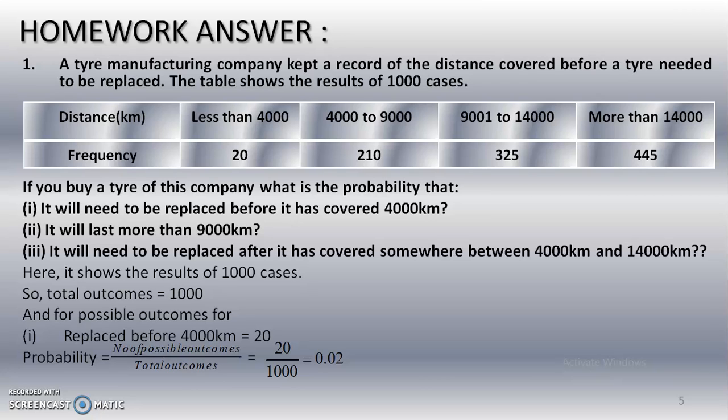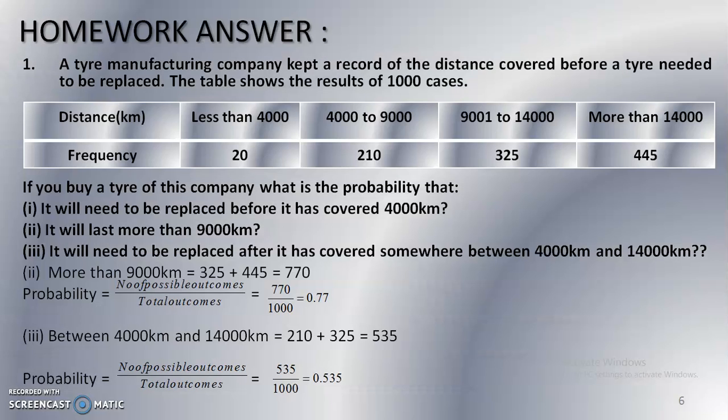Got it? So the answer is, here it shows the results of 1000 cases, meaning total outcomes 1000. And for possible outcomes, the first one is replaced before 4000 kilometers, meaning less than. Before means less than. So the answer is 20 for possible outcomes. And probability equals number of possible outcomes divided by total outcomes equals 20 divided by 1000, and the answer is 0.02. Got it? Now the second question.